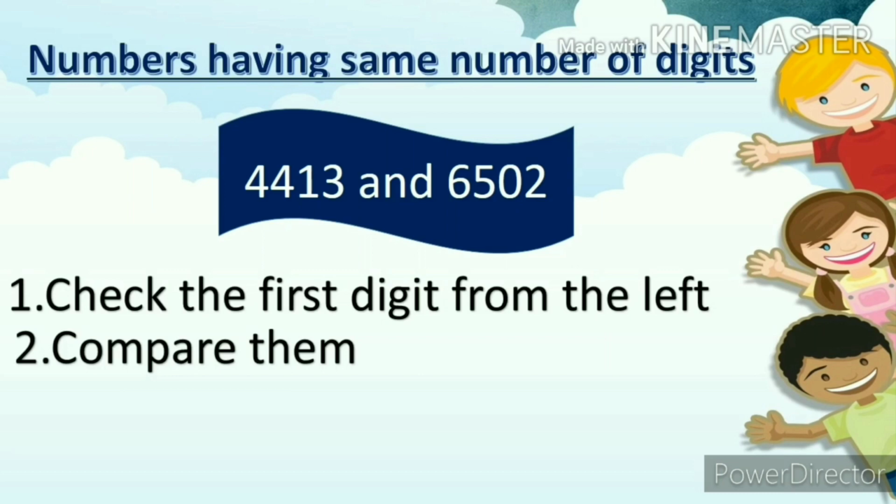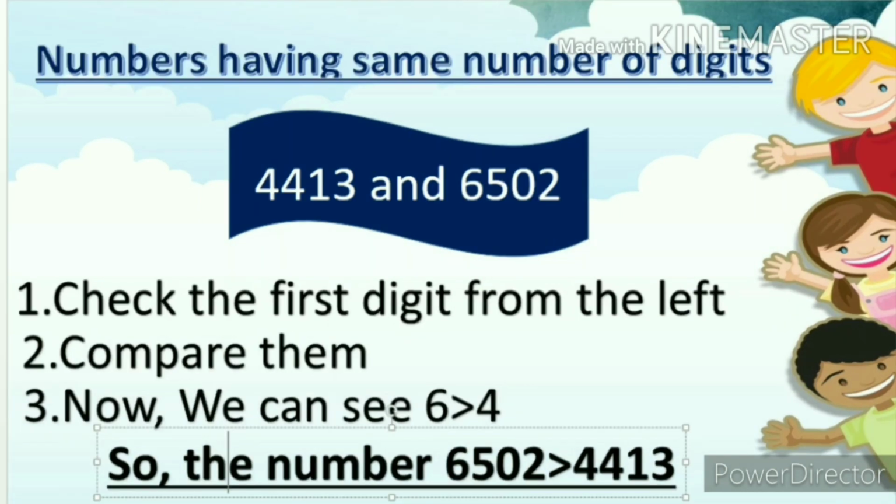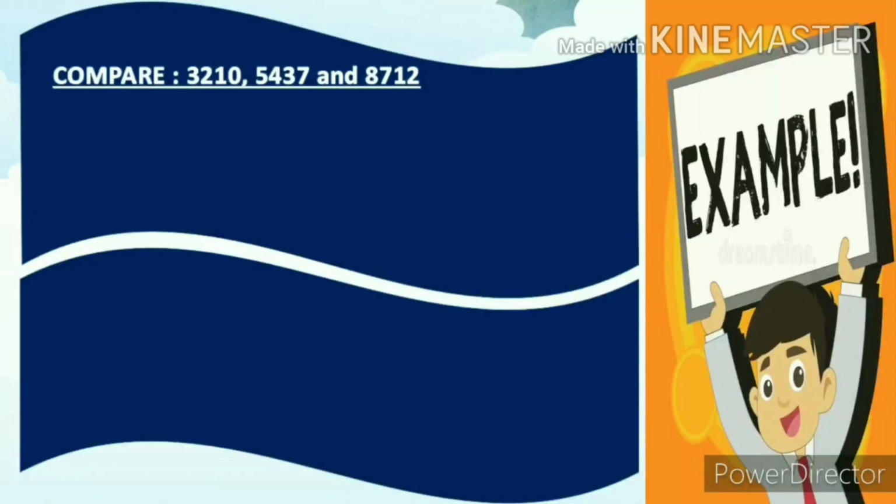Now we need to compare only the initial digits that we took out in the first step, that is 4 and 6. Now on comparing, we get that 6 is greater than 4. Therefore, we can say that the number 6502 is greater than 4413 because the greater the initial digit makes the whole number greater. Now, we will look at some of the examples and make the concept more clear.